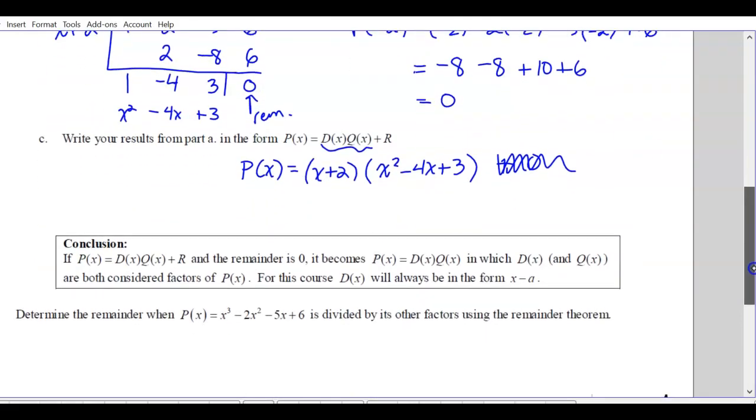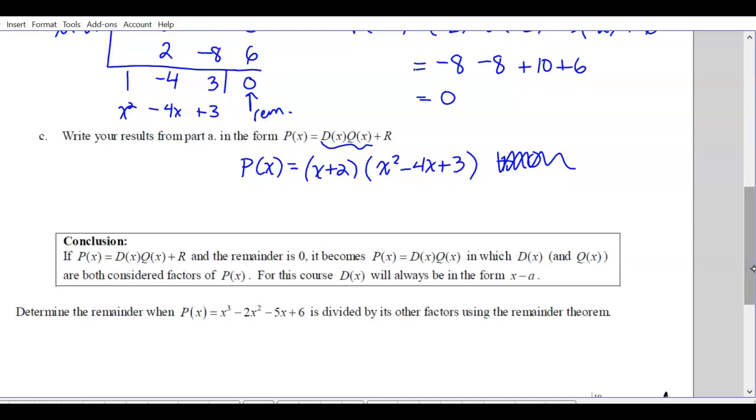Now you can factor that fully, and we're going to continue in a minute here. Here's our conclusion, though. If P of x is shown in this form, divisor times quotient plus remainder, and the remainder is 0, we've now factored our polynomial.